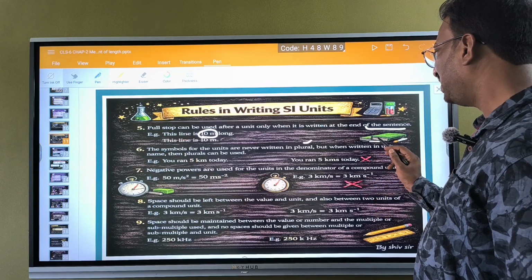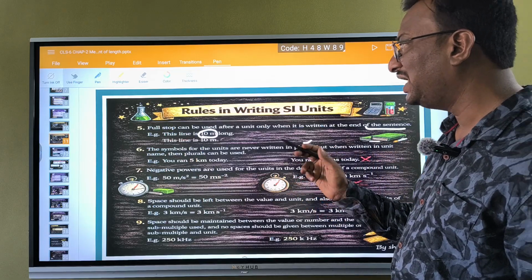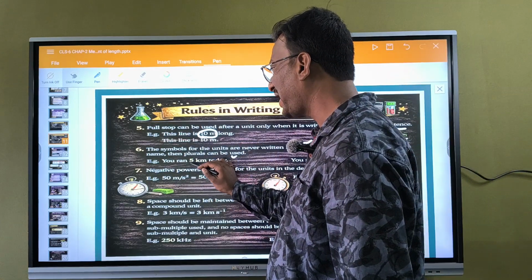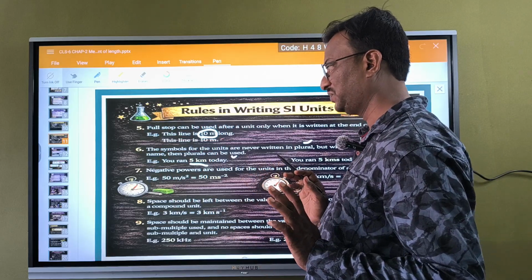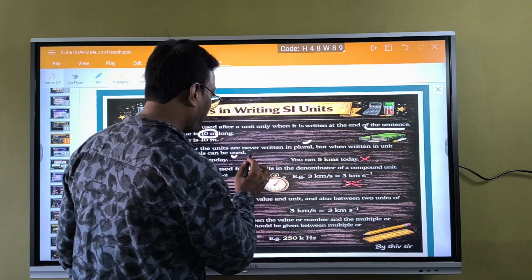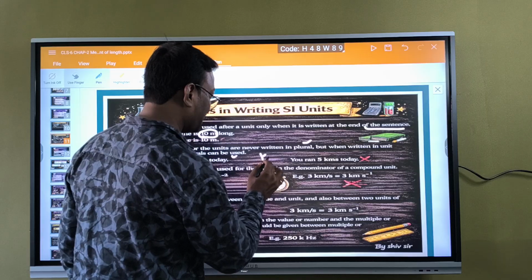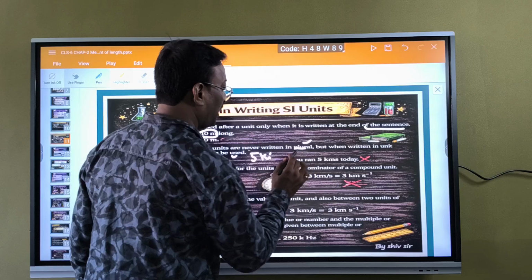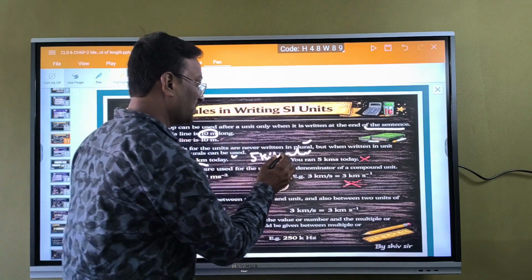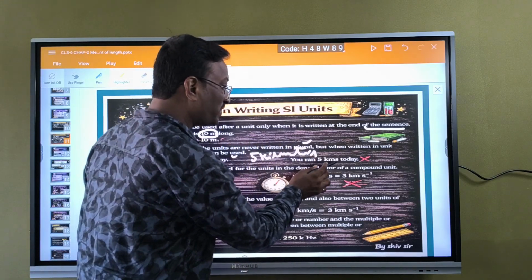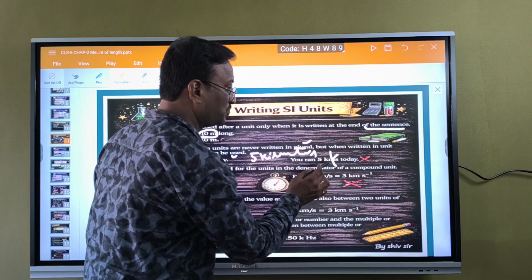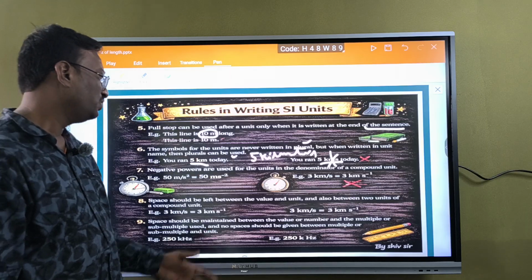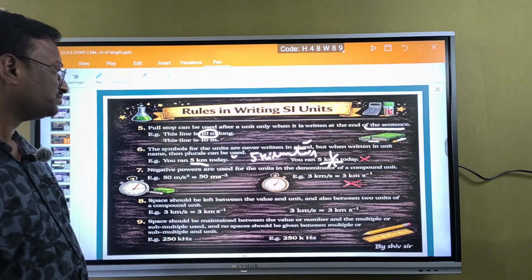Okay, but when written as a unit name, then plurals can be used. See, you ran 5 km, this is right. Otherwise you can write 5 kilometers completely, then you can write s. Okay, 5 kms is the wrong one. Okay, you should not write 5 kms. While writing the unit symbol, you should not write 5 kms.